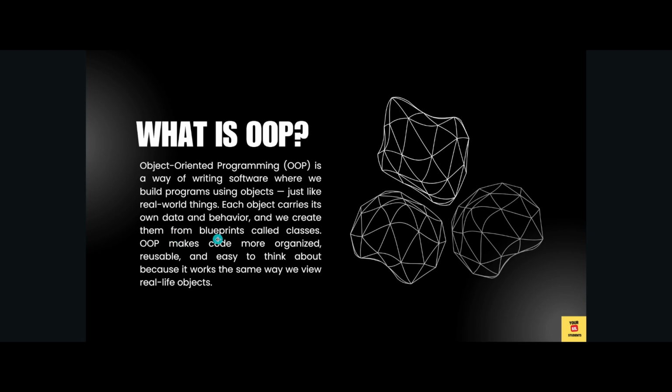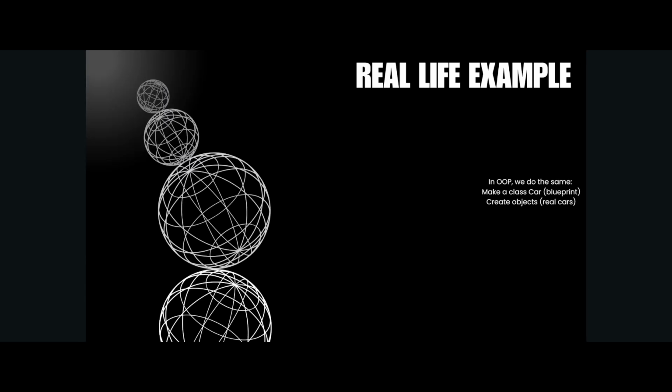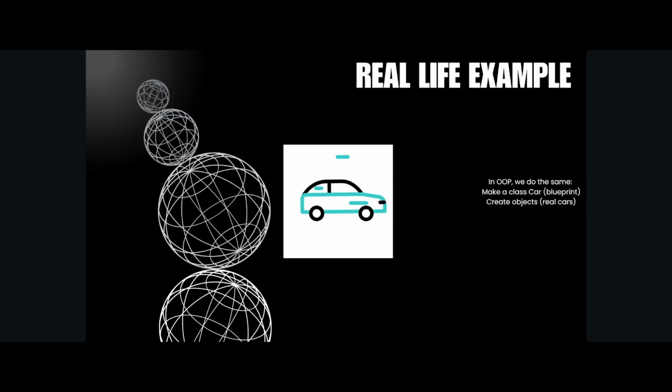OOP makes code more organized, reusable and easy to think about because it works the same way we view real life objects. In the next slide I am going to explain what that means, class and objects, with some real world analogy, and I'll also show you in the coding section. Okay, so right now let me take an example of a car. You have a car. If you think about real life, a car can have two things: properties and behaviors.